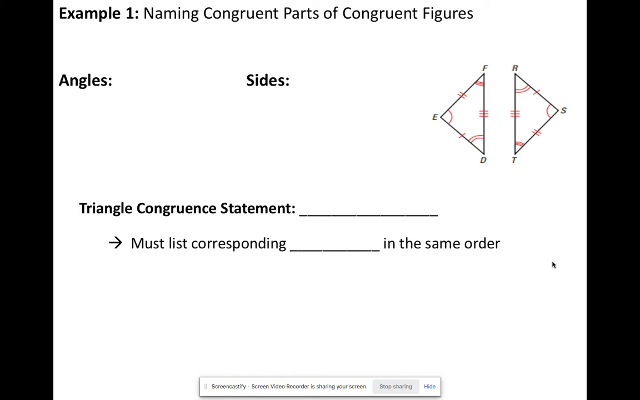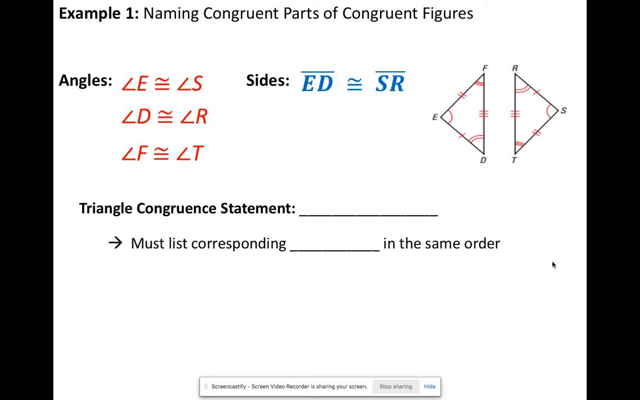We can name our congruent angles here. First, let's do our E and S. Angle E is congruent to angle S. Angle D is congruent to angle R, and angle F is congruent to angle T. We could do the same thing with our sides. Side ED is congruent to side SR, side EF is congruent to ST, and side DF is congruent to RT.